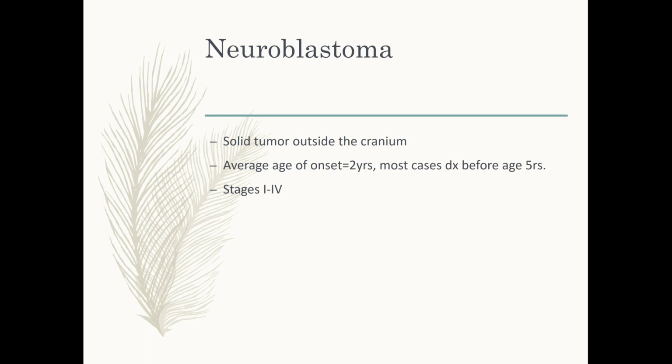The average age of onset is 2 years, but most cases are diagnosed before age 5. There are stages 1 through 4. The survival rate for stage 4 is only 22%. The main reason this is a poor prognosis is that it's kind of like pancreatic cancer. Most aren't picked up until it's at least a stage 3, and still most are at a stage 4 by the time they find it. By then it's metastasized, and there's not a whole lot that you can do for it, unfortunately.